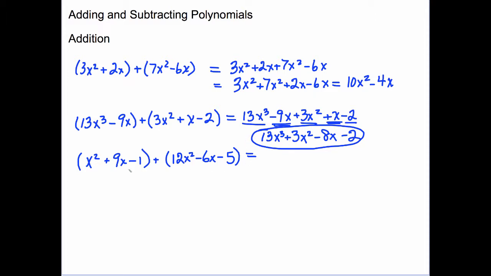And then for the last example, we have x squared plus 9x minus 1 plus 12x squared minus 6x minus 5. I'd like you to work that out on your own. Stop the video while you do that in your journal, and then start the video to see the answer.